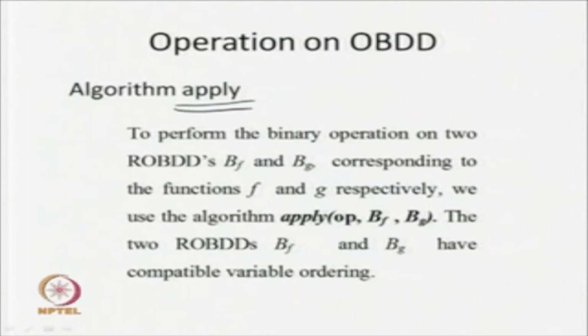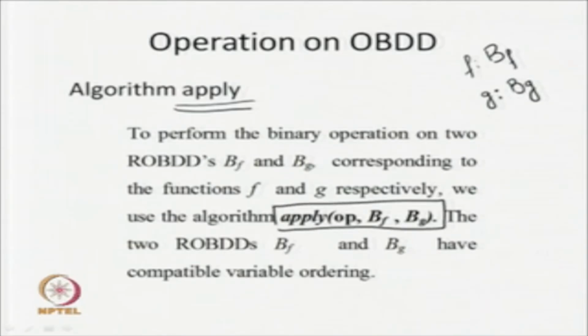The apply algorithm is going to take two BDDs. Say for f, I have BF, the BDD representation of f, and I have BG, the BDD representation of g. Then the algorithm apply will take this form: it has three parameters, the operation, BF and BG. We can give any binary operator over here and two BDDs. So, BF and BG are the BDD representations of f and g.